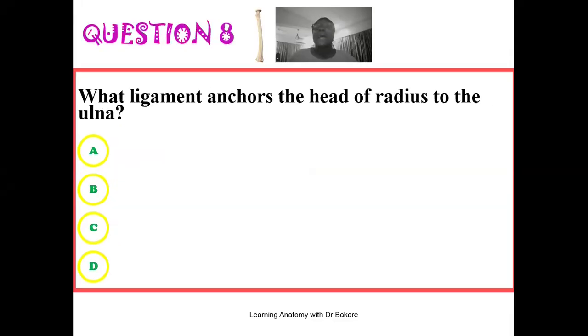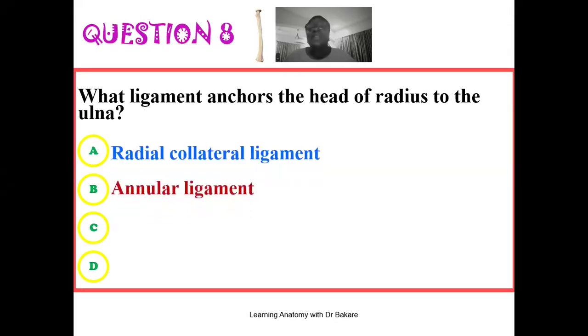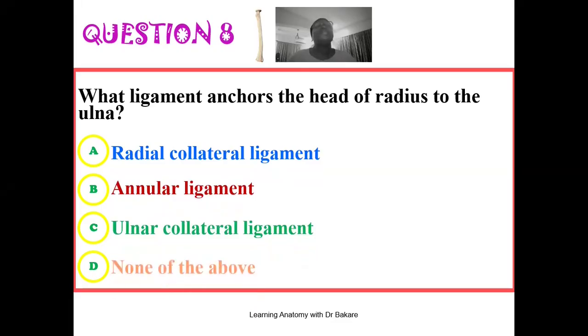What ligament anchors the head of the radius to the ulna? Is it the radial collateral ligament? Is it the annular ligament? Is it the ulnar collateral ligament, or is it none of the above? The correct answer here is the annular ligament. The annular ligament is seen to fasten the head of the radius onto the ulna.